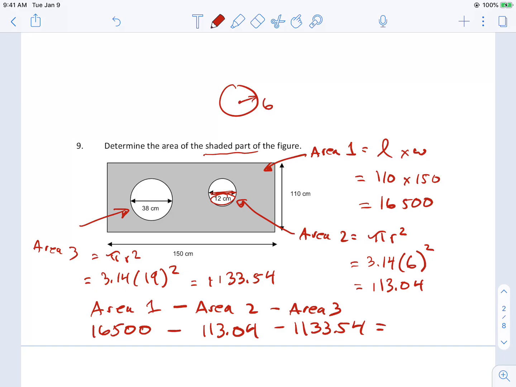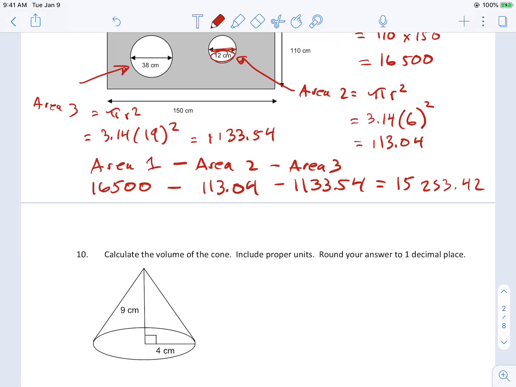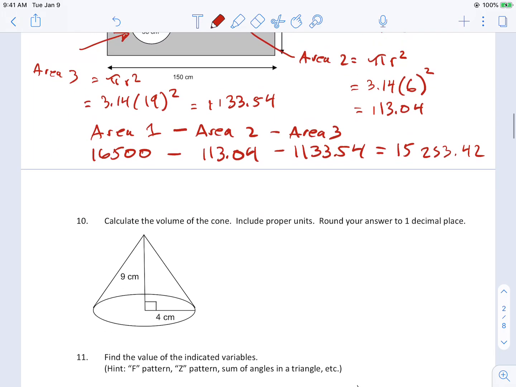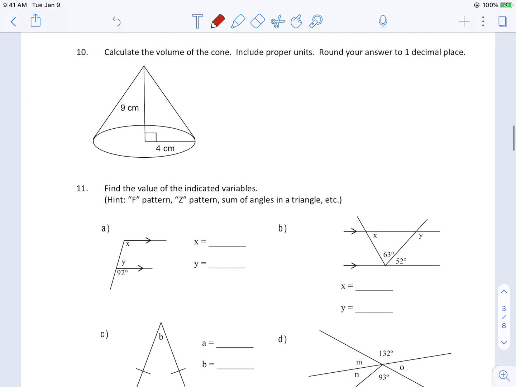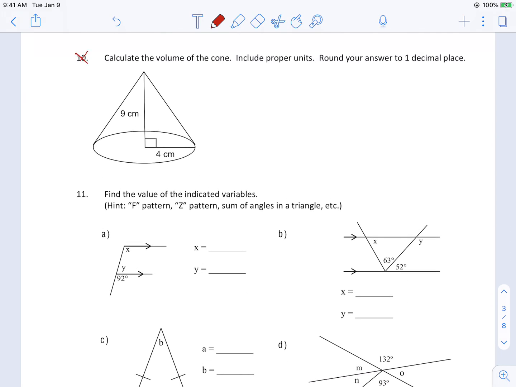So let's take a look at what we get from that. You throw that in your calculator, being careful that you're copying those decimals down appropriately, and you are going to get 15,253.42. Perfect. Okay. Now, number 10, we are going to skip, actually 10 and 11, because we're not going to actually have to do this.